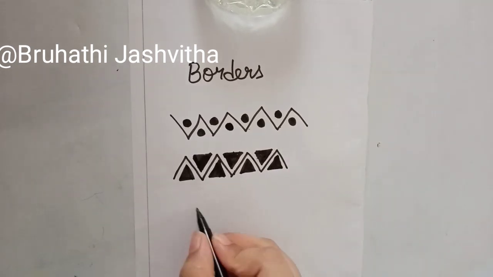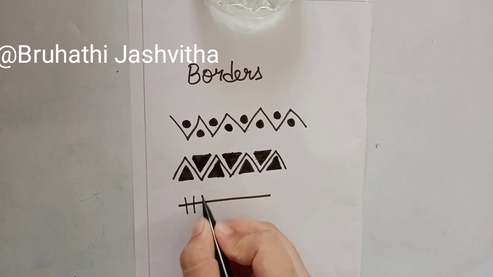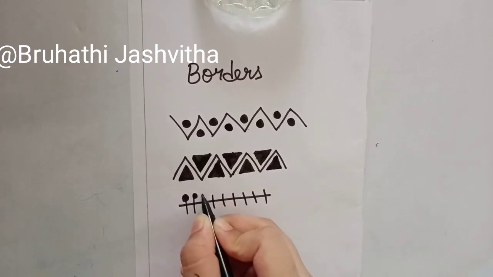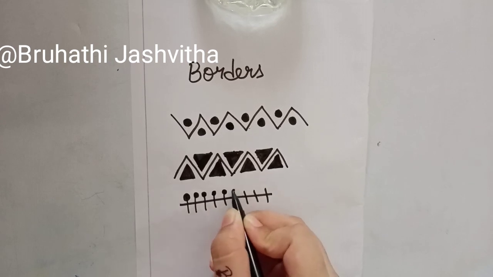The other border is to draw a big sleeping line, then draw the standing lines, then draw a circle and fill inside them.